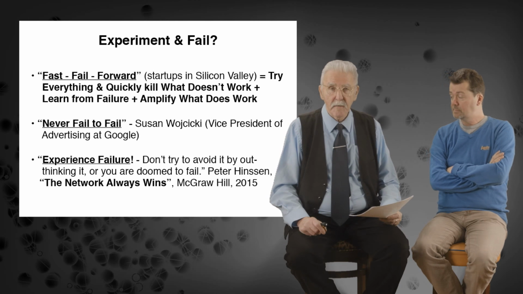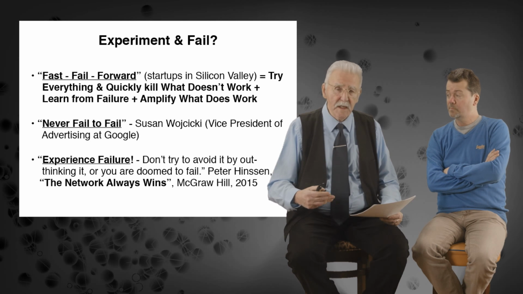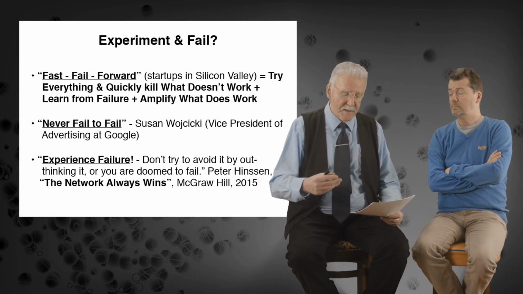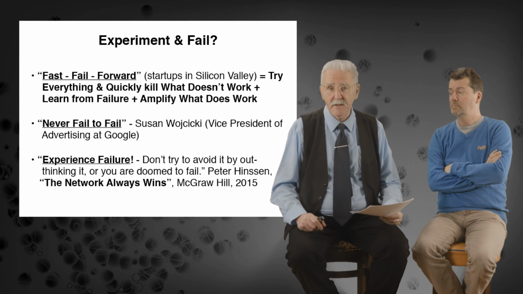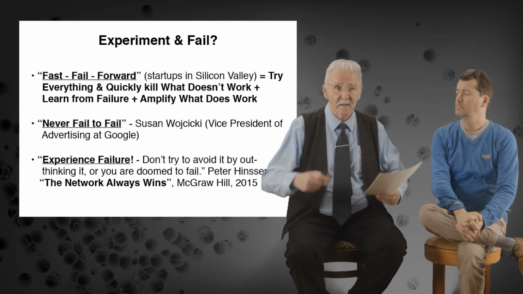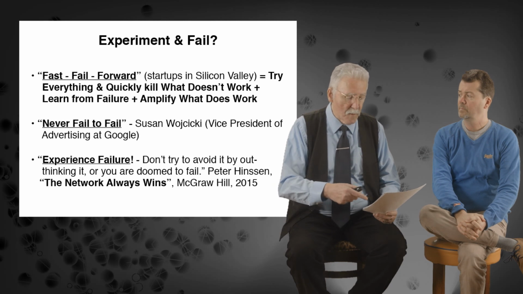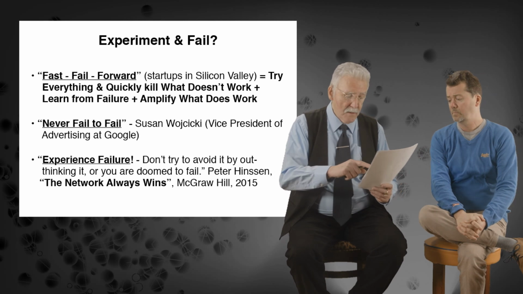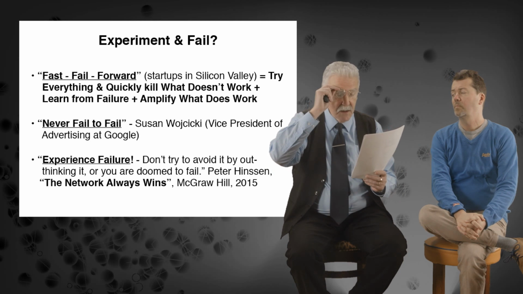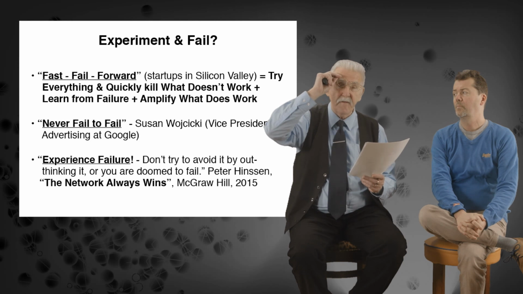Okay, well, we've been talking about change in the 21st century, actually, and now we're talking a little bit about the management of change, and basically about failure, and the attitude to failure and experimentation. And that's the evolutionary way of changing, by constant experimentation, throwing things out. And these are some quotes we got from Silicon Valley. So you can see fast fail forwards. The startups in Silicon Valley try everything and quickly kill what doesn't work. Learn from your failure, amplify what does work.